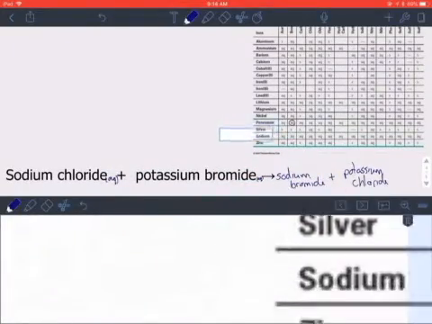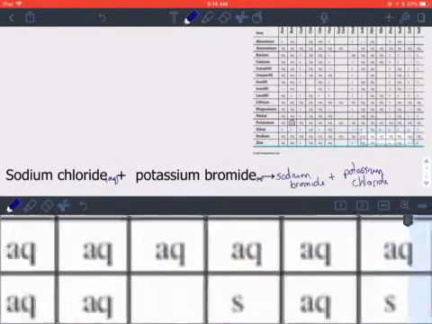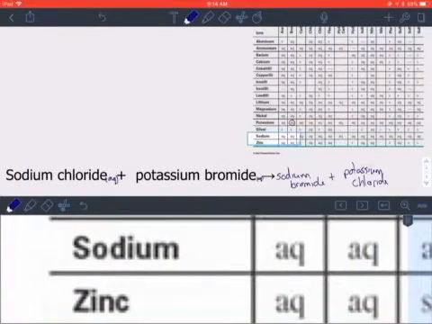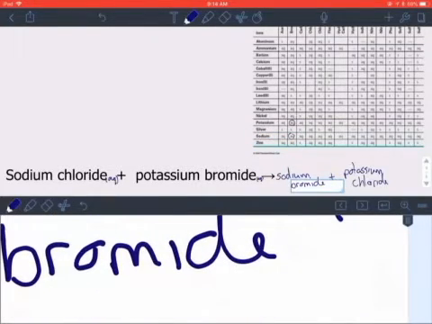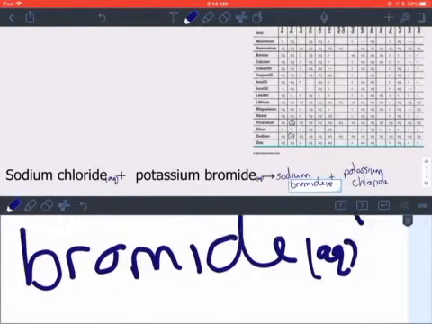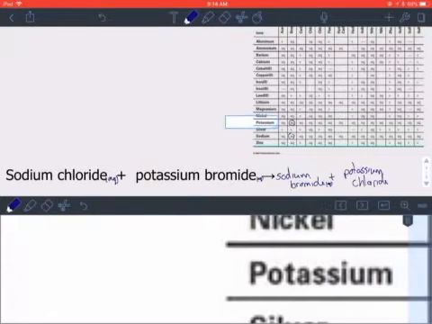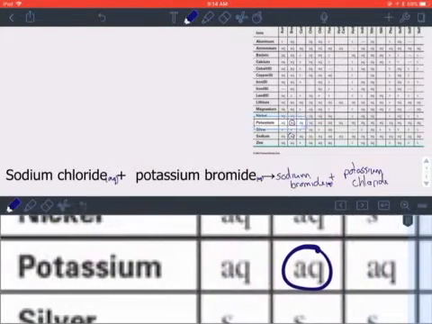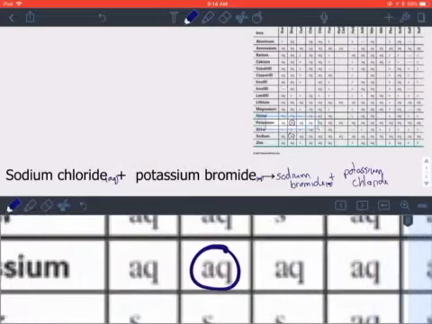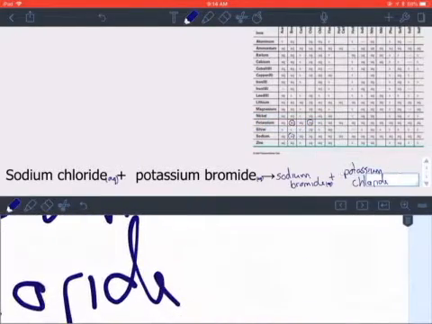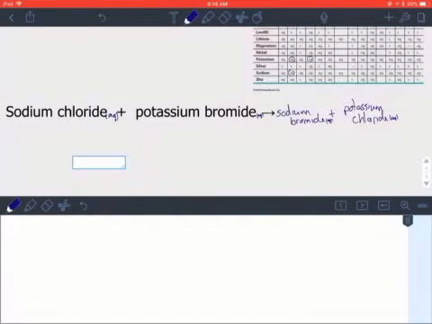Sodium bromide. Again, sodium is all aqueous. So sodium bromide will be aqueous. Right there. So it's aqueous. And again, potassium chloride. Again, all aqueous. All right, there it is right there on the edge. All aqueous. So, you'll notice in this reaction, there is no solid.